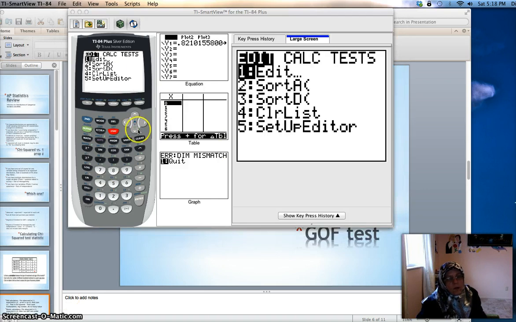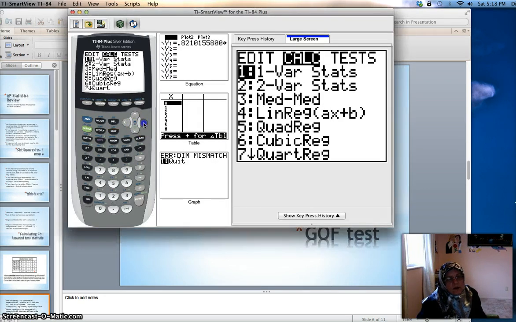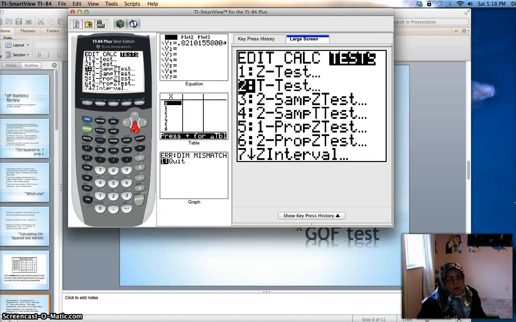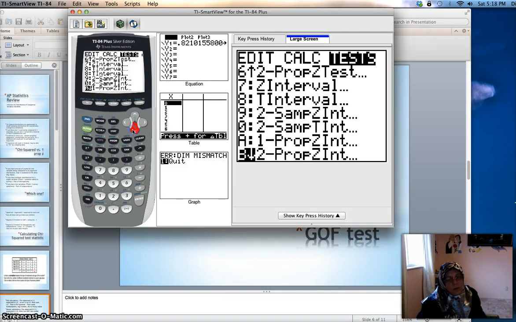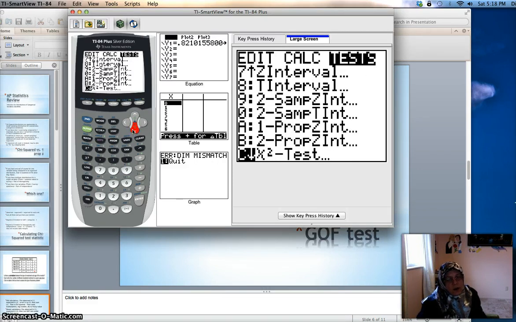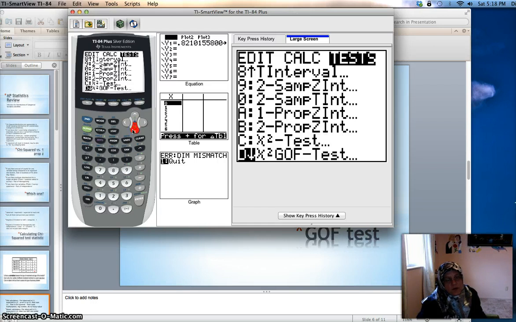Okay, so we go under stat test, and we scroll down, and we're going to look to see if this calculator has the chi-squared goodness of fit test. Okay, so keep going. This is not chi-squared goodness of fit. This one here will work for homogeneity or independence. Here I do have chi-squared goodness of fit.